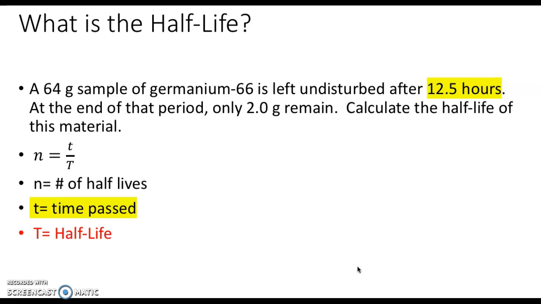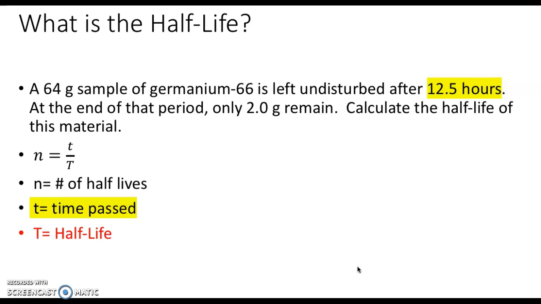Once again, I am dealing with n equals little t over big T. My variables are not changing. My formula is not changing. What I'm doing before or after might be different. So, I know that they've given me time passed because I have time after 12.5 hours. I'm looking for this keyword after and then an increment of time. So that's my time passed highlighted in yellow.